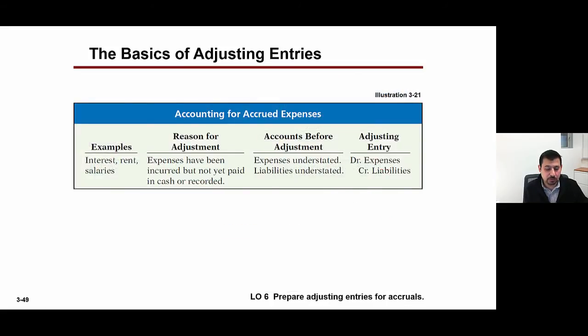Now, as a result, before the adjustment for accrued expenses, the expenses were understated, and so were liabilities. We hadn't recognized the whole transaction. We didn't say that we owed the employees anything, and at the same time, we did not recognize the expense. So in order to fix that, we need to increase the expenses. We debit expenses, and we increase liabilities by crediting liabilities. So whenever we have an adjusting entry for accrued expenses, we debit expenses and we credit liabilities.